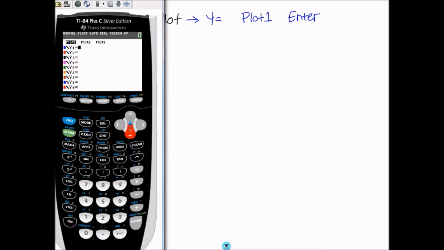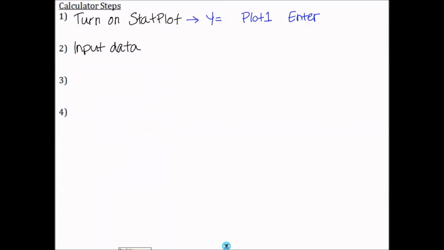To do this, you want to click the Stat button and then click Edit. You want to type the x values in L1 and the y values in L2. So you go to Stat, number 1, which is Edit. Then your x's go in L1 and your y's go in L2.